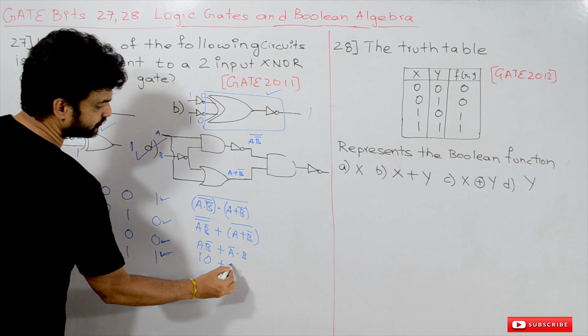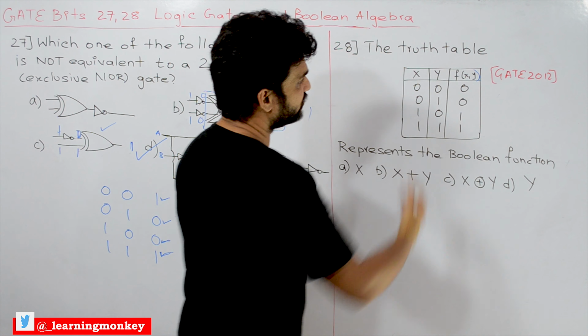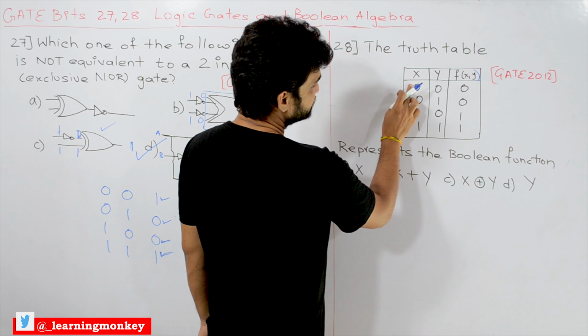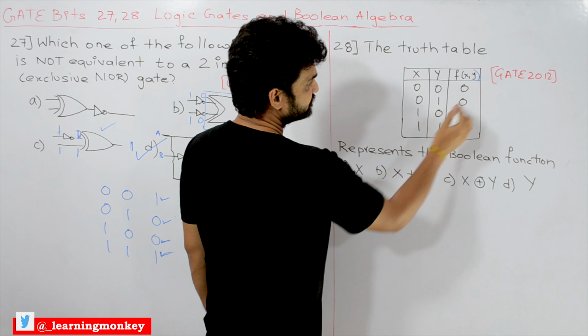Now coming to this, it is very simple. The truth table, this is the inputs, and this is the function. So what function does it represent? It's very simple, it is directly given. So this is X, the function is giving the output as X. So what is the output? It is giving 0 0 1 1. So 0 0 1 1 is equivalent to X. So the answer is X.